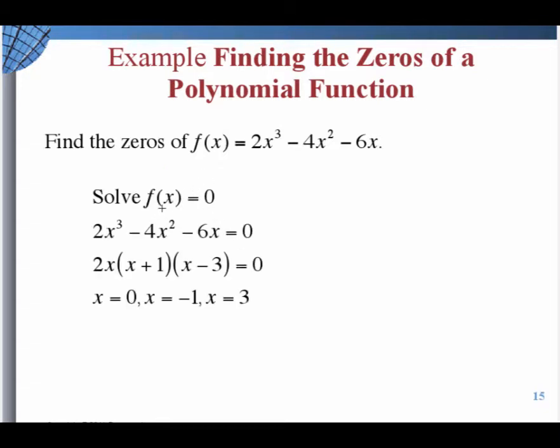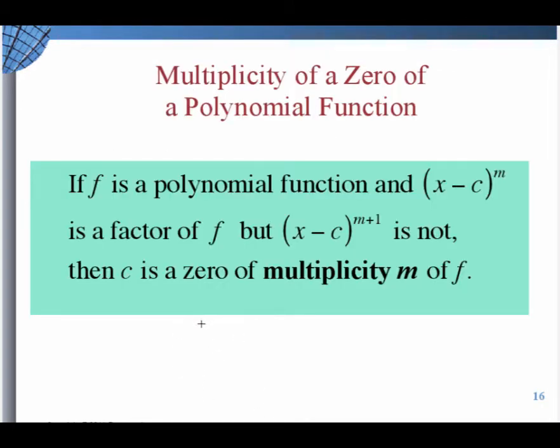So when we solve for f of x equals 0, that's what we have to do, set the function equal to 0. So here's our function equals 0. We factor, first step is to factor out the GCF of 2x, which will leave a quadratic that we can factor into 2 binomials, which gives us these 3 zeros. If f is a polynomial function and the quantity x minus some c to the m power is a factor of f, but the quantity x minus c to the m plus 1 power is not, then c is a zero of multiplicity m of f.